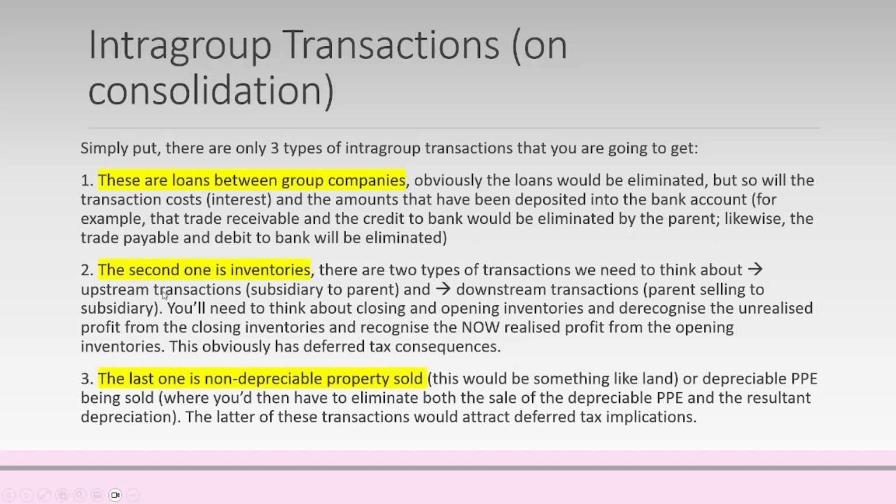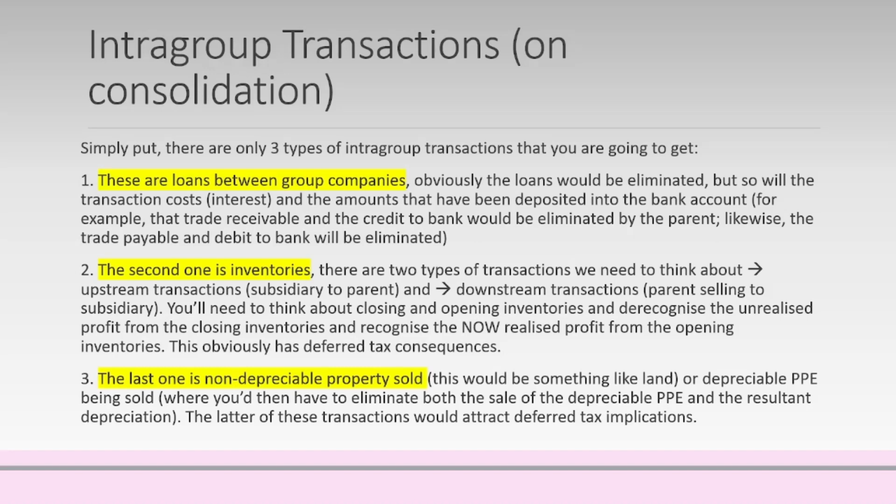The second one is inventory. So I need us to think of inventory in the sense of there are upstream transactions. Upstream transactions, think of upstream. It's literally going up. It's from the subsidiary to the parent. And there are also downstream transactions where the parent sells to the subsidiary. So as homework, I'd like you to think about the closing and opening inventories and when to de-recognize the unrealized profit from the closing inventories and recognize the current realized profit from the opening inventories. I'll walk you through it. Do not worry. But it obviously has deferred tax consequences.